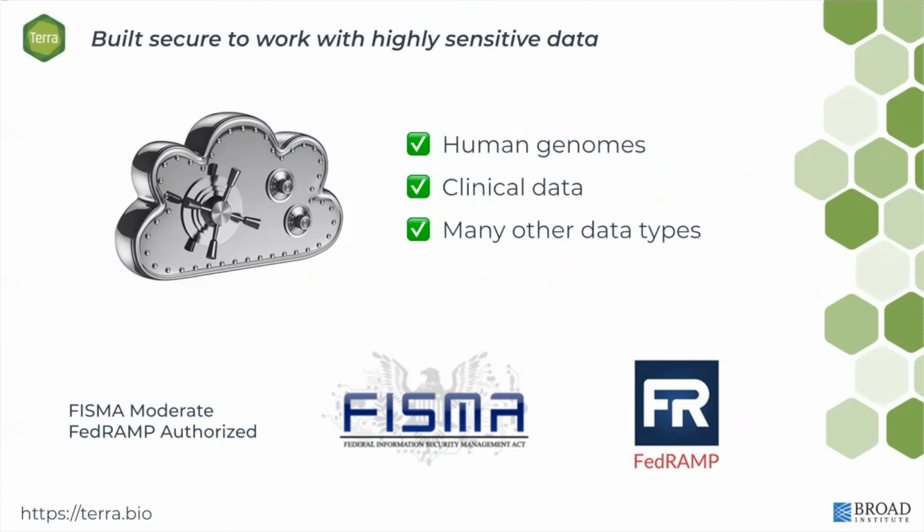Terra is built secure to work with highly sensitive data. Centralized security means that all components in the ecosystem exist within a FISMA moderate environment. And this satisfies the security requirements for many controlled access data sets. It's FedRAMP authorized as a moderate impact system. And you can find Terra listed in the FedRAMP marketplace. There's also a 15-minute idle timeout for clinical researchers if you step away from your machine.